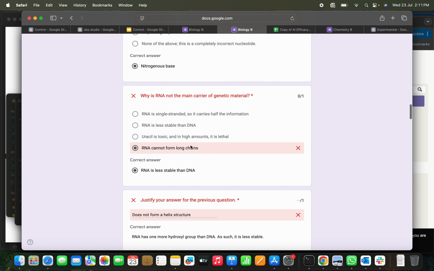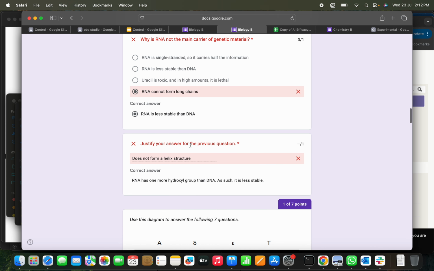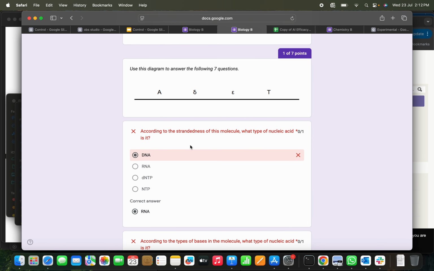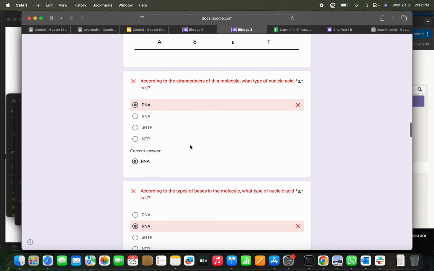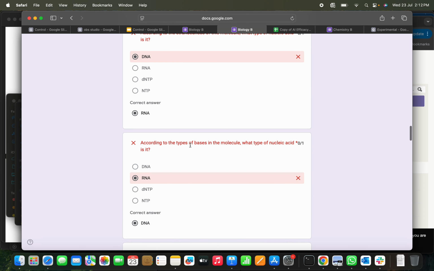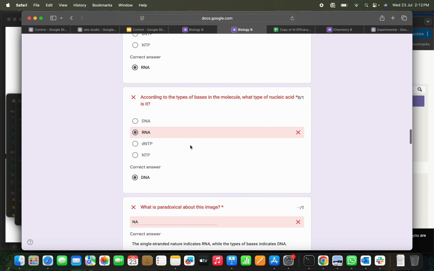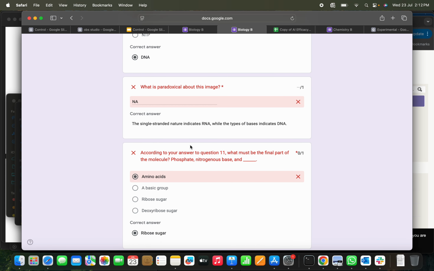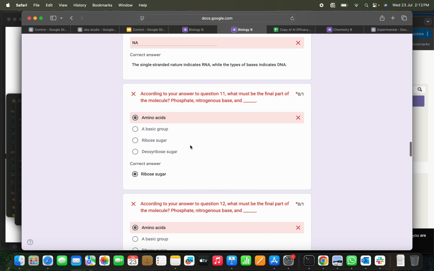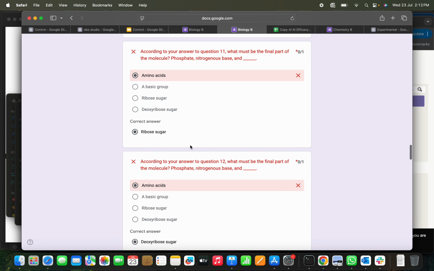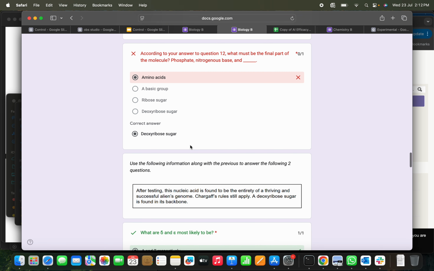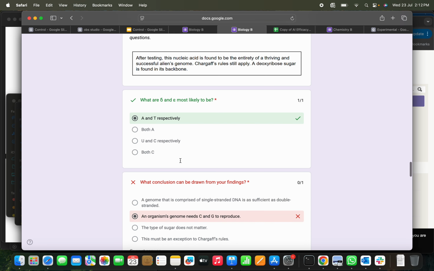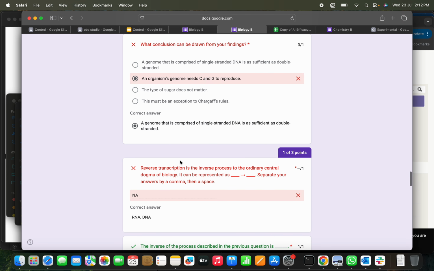RNA is less stable than DNA. RNA has one more hydroxyl group. According to the strandedness of this molecule, what type of nucleic acid is it? I didn't even know what this was. The single-stranded nature indicates RNA. According to your question, what is the final ribose? I had no clue. Alright, this was another guess. This worked out. Organism C and G.